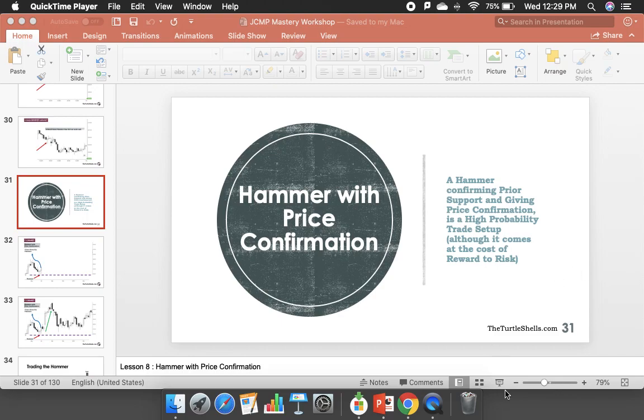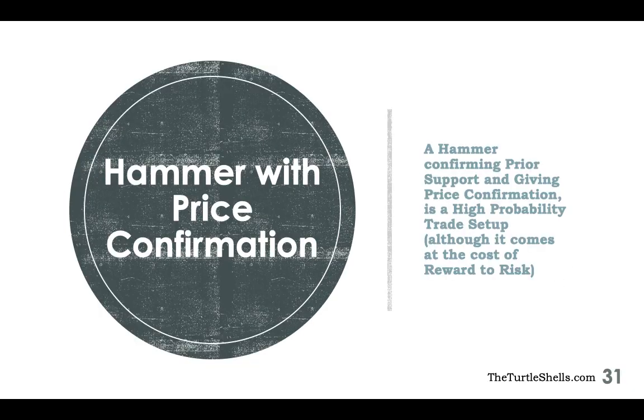In the previous video, we looked at how the standalone hammer is a low probability risky trade. So there is a way around that. The hammer confirming prior support and giving prior price confirmation is a high probability trade setup, although it comes at the cost of reward to risk. Now this is something difficult to understand. I will explain this to you with a chart, but the hammer with a price confirmation is a high probability trade. Now, what is price confirmation?